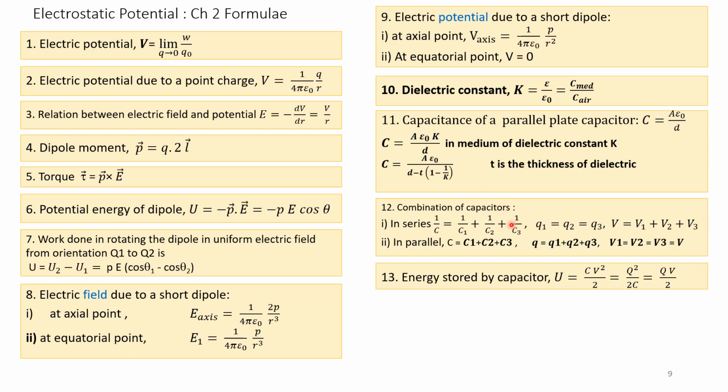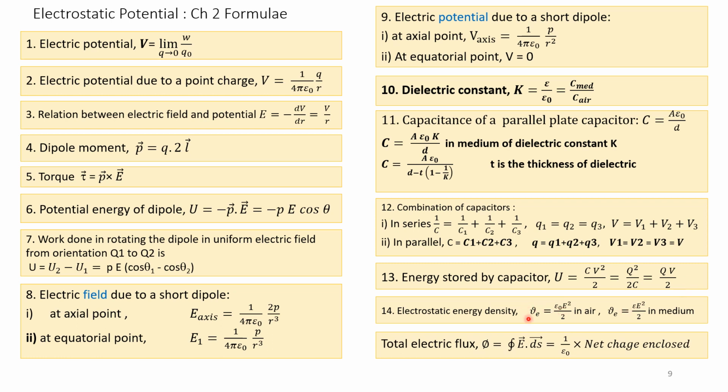So in the case of combination of capacitors, when capacitors are connected in series, 1 by C is equal to 1 over C1 plus 1 over C2 plus 1 over C3, and the charge Q is the same. In parallel, C is equal to C1 plus C2 plus C3, and the charge is Q1 plus Q2 plus Q3, and the potential V1 is equal to V2 is equal to V3. Energy stored by a capacitor is U is equal to CV square by 2, that is equal to Q square by 2C, that is equal to QV by 2.